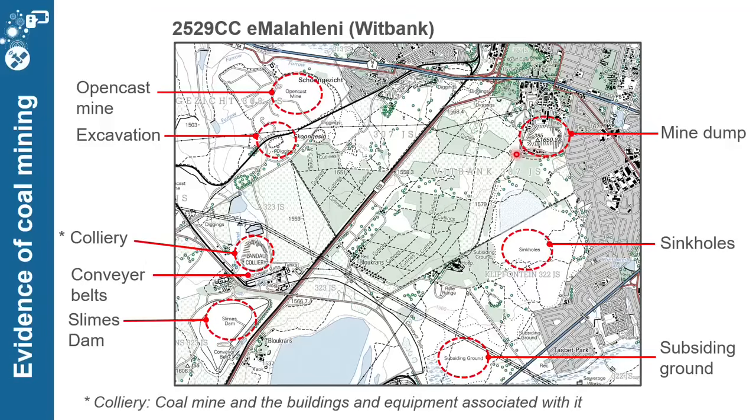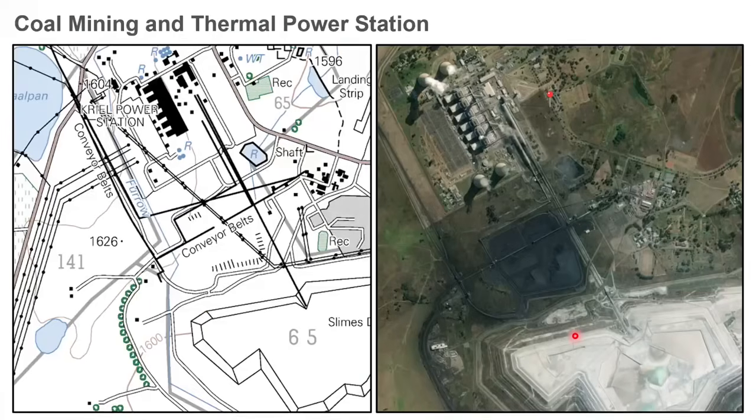And there is a mine dump. Okay, so all of these, 1, 2, 3, 4, 5, 6, 7, 8 features here show us that mining is taking place in this particular area, and the type of mine is specifically a coal mine or a colliery.